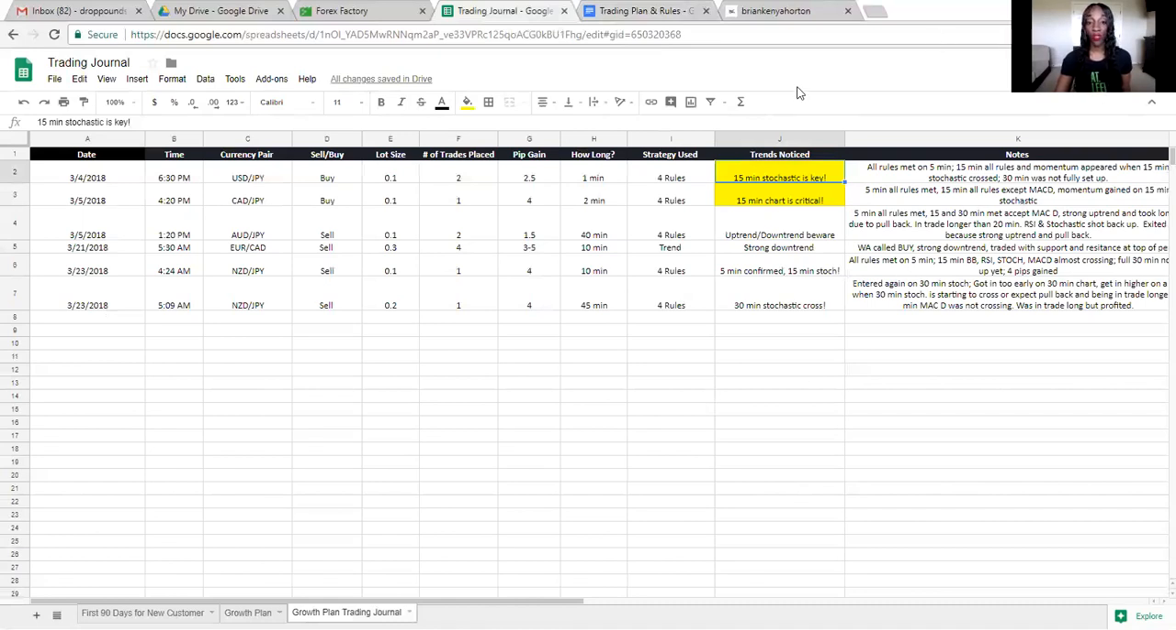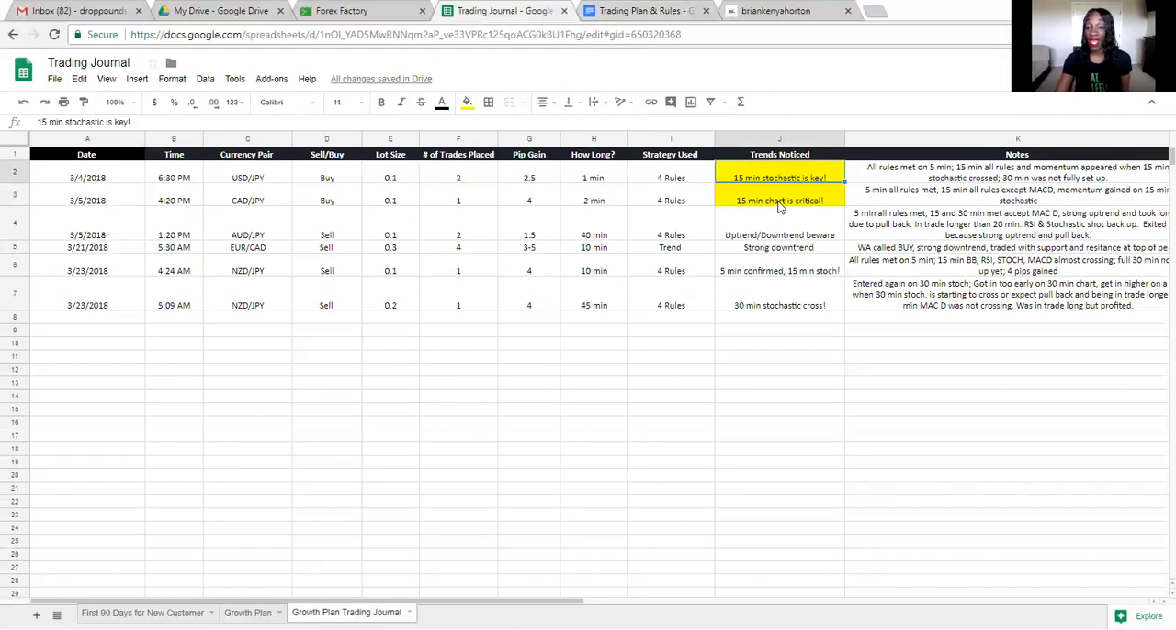I started to learn through journaling that there were pairs that I didn't like. There were pairs that didn't perform well during the time that I was available to trade. I started learning when my favorite trades were performing the strongest. So, you learn so much through journaling your trades.